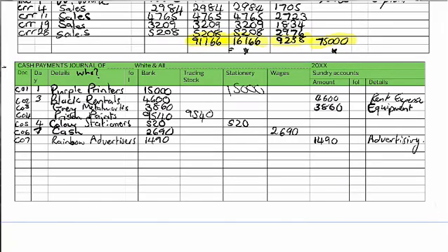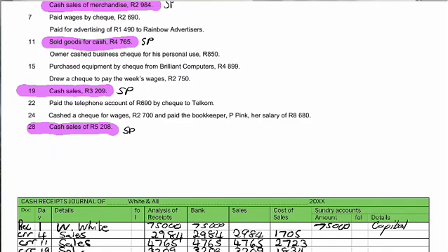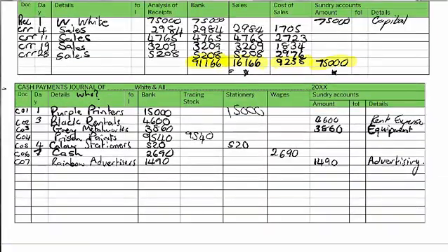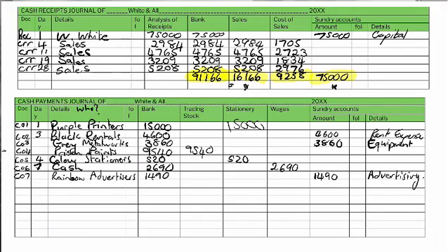Any questions around that? Everyone happy with it? Okay. Last little push here, guys. We're nearly done. On the 11th was our next CPJ transaction. The owner cashed a business check for his personal use. When you see the word cash, what does that mean our detail is going to be? Cash. Okay. Who haven't I picked up? Olivia, talk me through this one.